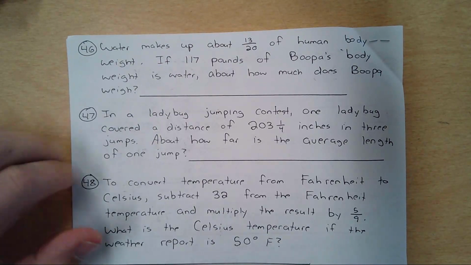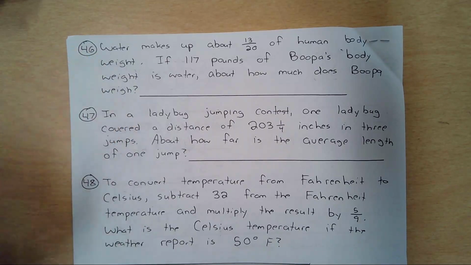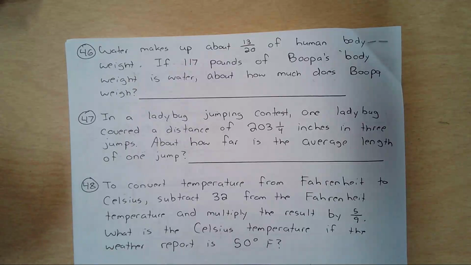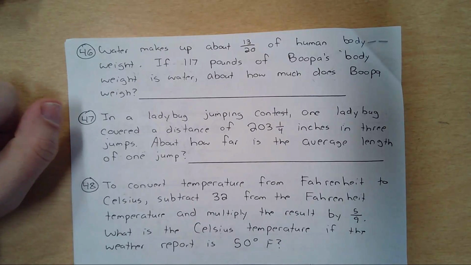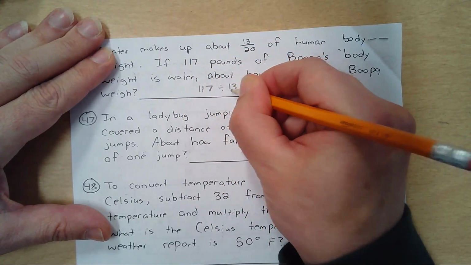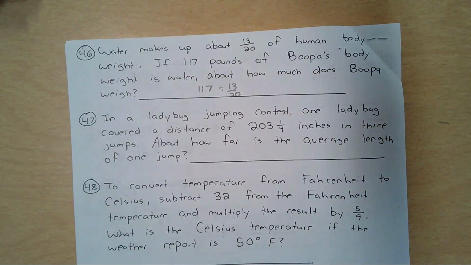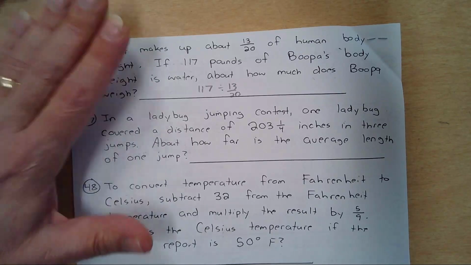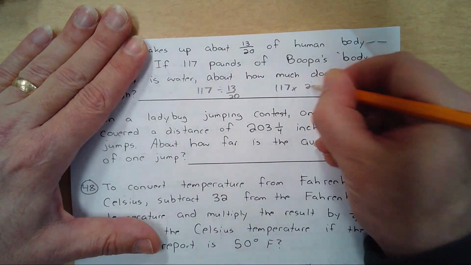Boopa is easy. Water makes up about 13/20ths of human body weight. Is that true? Sure. Yeah, it's 65%. 117 pounds of Boopa's body weight is water. But how much does Boopa weigh? So, trying to figure that out here. So ultimately, I am dividing into the percentage. So set it up as a multiply problem.